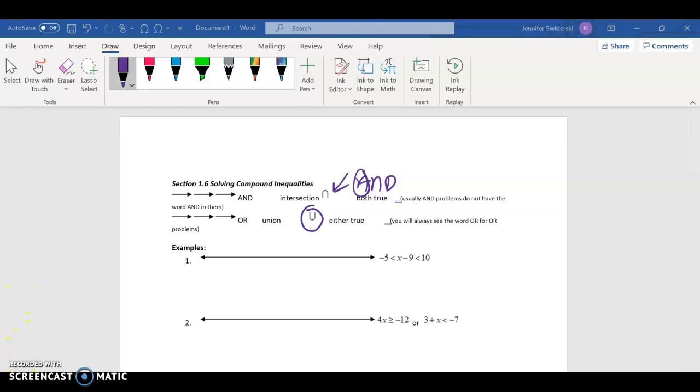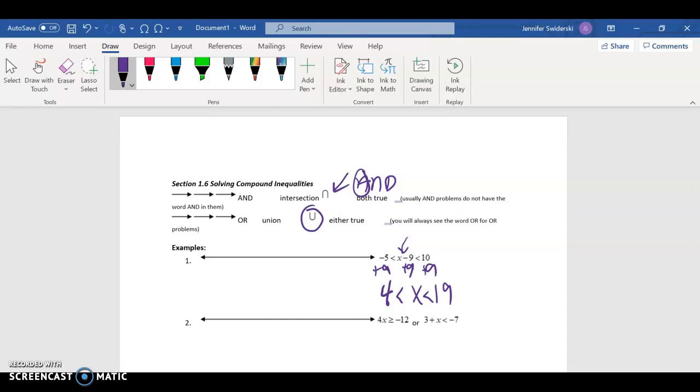So if you take a look at number one, I don't see an or in here, so it must be an and statement. What we're going to do is kind of like yesterday, solving inequalities. We're going to add 9, but instead we're going to add 9 to both sides, the outside and the inside. So -5 plus 9 is going to give me 4. We're going to bring down our less than sign: x is less than 19. The reason why, guys, we added 9 to all three sides of the equation is because we're trying to isolate my variable.